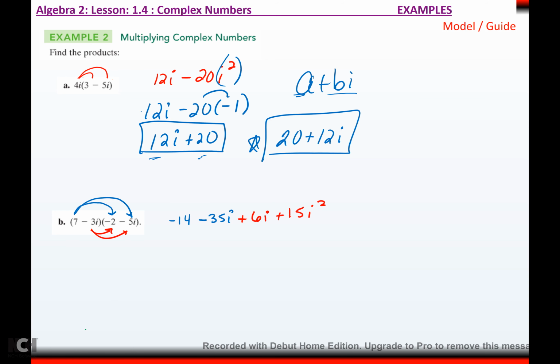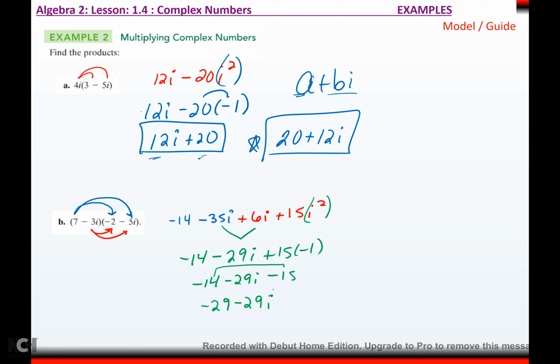So now we did parentheses, it's just a matter of combining like terms. I can combine my i's and replace my i squared. So I have -14, -29i plus 15 times -1. That gives me -14 minus 29i minus 15. Combine like terms, I get -29 minus 29i. And I'm done.